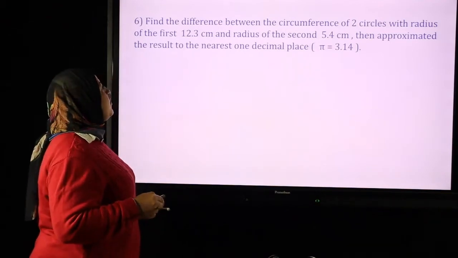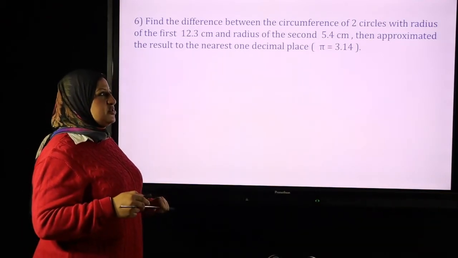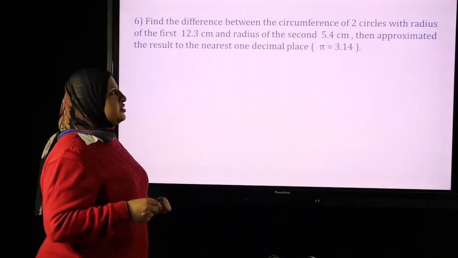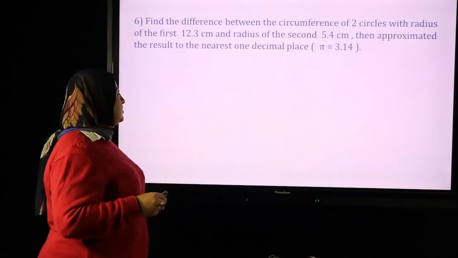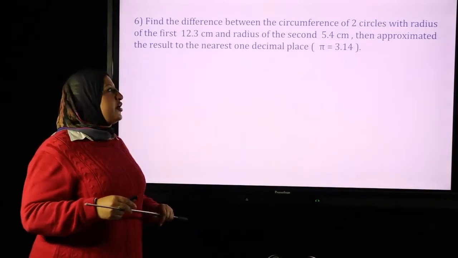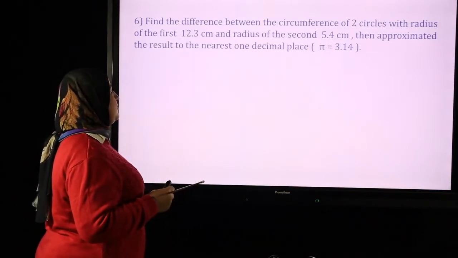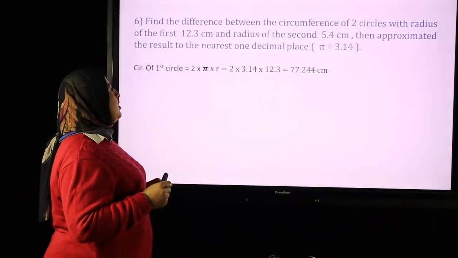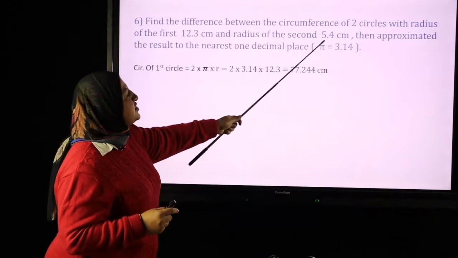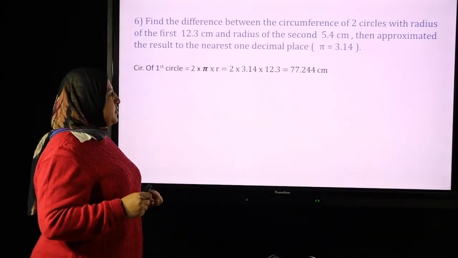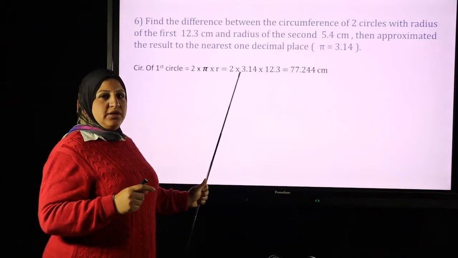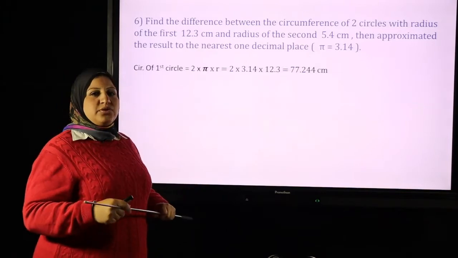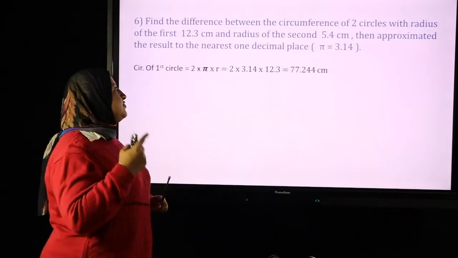Number 6. Find the difference between the circumference of 2 circles with the radius of the first 12.3 centimeters and the radius of the second 5.4. Then approximate the result to the nearest 1 decimal place and pi equals 3.14. I want to get the difference between 2 circumferences. So I will get the first circumference by using rule number 2 because I have here the radius. 2 times pi times radius equals 2 times 3.14 times the radius of the first circle 12.3 equals 77.244 centimeters. This is the first circumference.